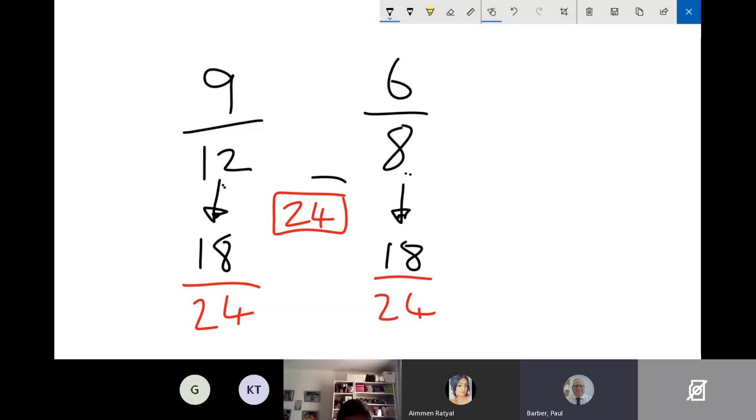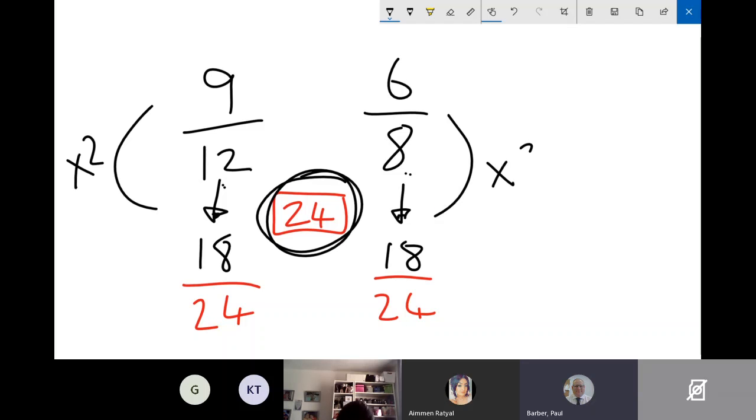But to be able to compare them, I needed to have them both over the same denominator, the bottom number. And to do that, what I've done is I've multiplied that one by 2, and I multiplied this one by 3. And because I've done the same to the bottom as I've done to the top on each occasion, it's the same ratio, the same fraction, the same relationship. So whenever you have to compare fractions, the key is you need to get the same denominator, the same bottom number.